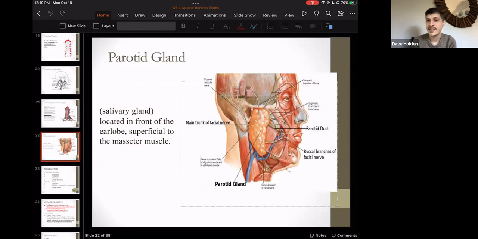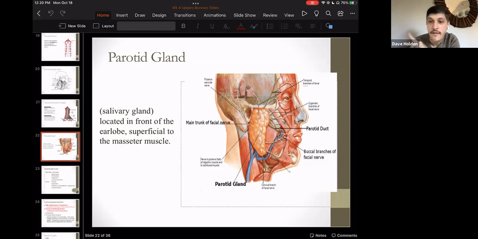Another super cool structure is the parotid gland. This is your primary salivary gland, superficial to the masseter, and it's about 2 fingers wide, about 2 fingers long, and it sits right about there, just underneath the cheekbone, down to the base of the jaw. Sitting right there on the outside, the salivary gland produces saliva. Who would have guessed?